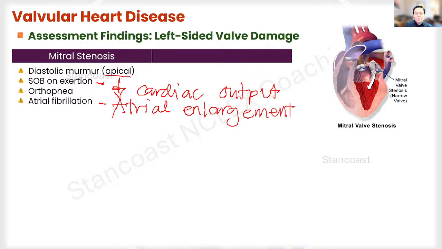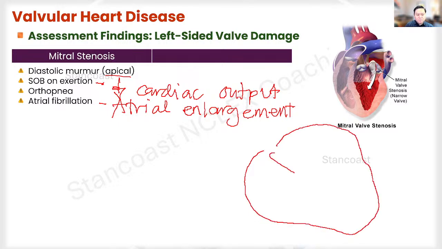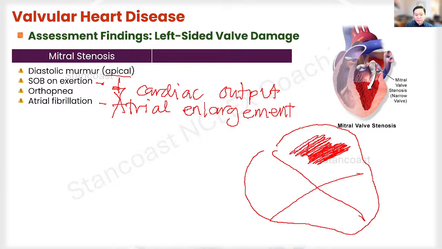Okay, and why is there an atrial enlargement? Well, remember that the mitral valve is stenosed. It's stiff. It's calcified. So what's going to happen? The blood will eventually stay much longer in the left atrium, right? There will be buildup of blood in this chamber. Over time, this will now enlarge and will lead into the irregular heart rhythm, atrial fibrillation.